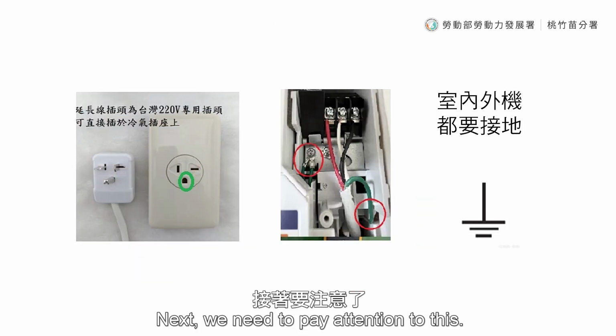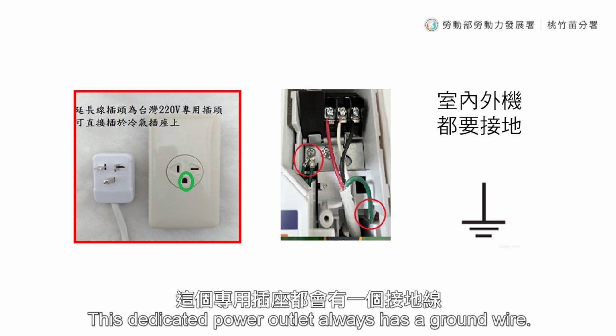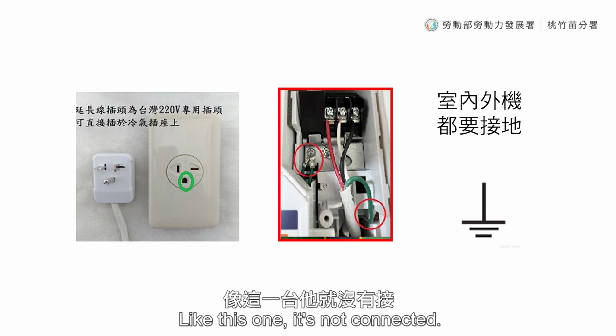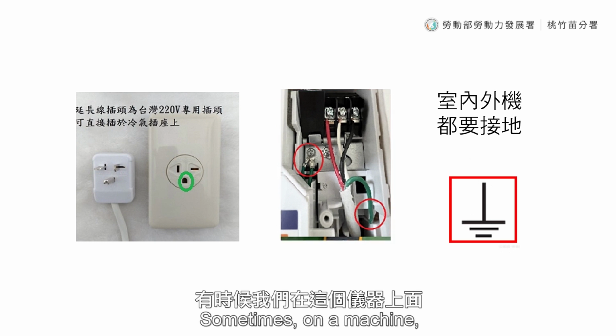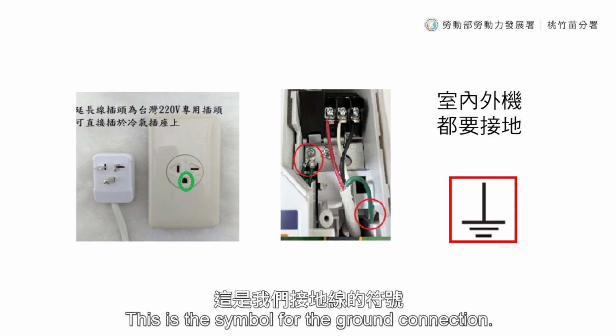Next, we need to pay attention to this. There's a dedicated power outlet for the AC. This dedicated power outlet always has a ground wire, and the ground wire must be connected. Like this one is not connected. Sometimes on a machine, there's a symbol like this. The symbol means you should make a ground connection. This is the symbol for ground connection.